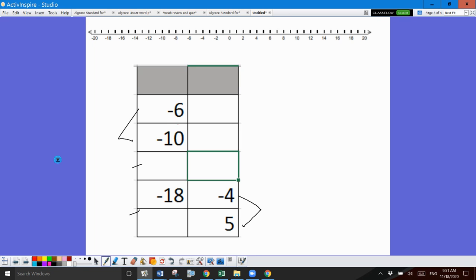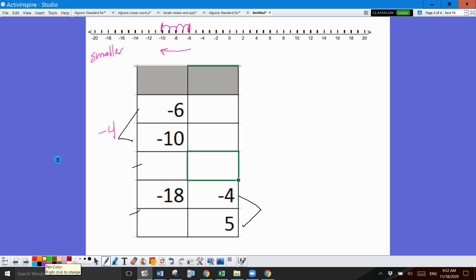So -6, -10. So -6 is here, and -10 is here, and I'm going this direction. I'm getting smaller. Okay, I'm getting smaller. So how many spots is that? 1, 2, 3, 4. So that would be a -4. Okay, that would be a -4.